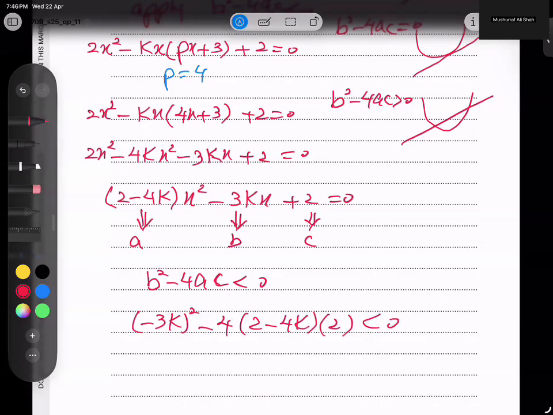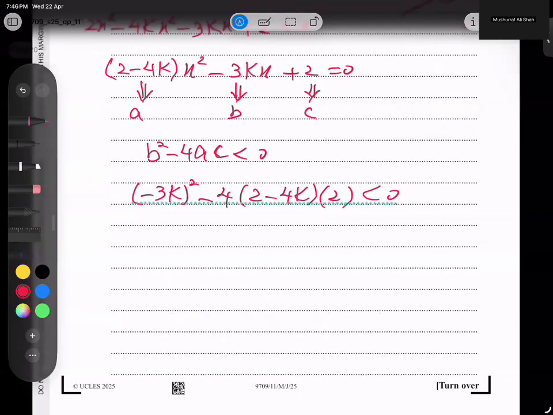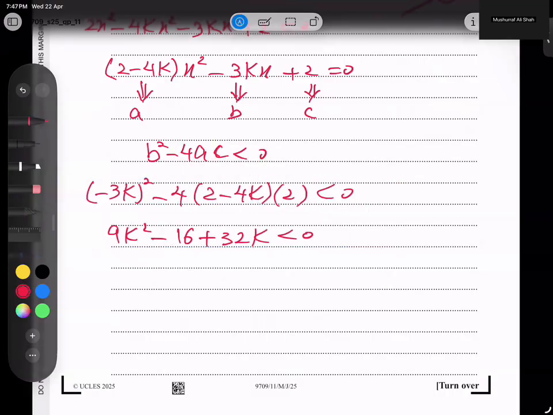Now I'm going to solve it. Here I'm getting 9k squared. Here 2 4s are 8, and 8 is going to multiply inside. So 8 2s are 16, and negative, plus 2 4s are 8, and 8 4s are 32k. So writing in order, maybe I need some space for further factorization. So 9k squared plus 32k and minus 16 less than 0. Here we have to do factorization again.